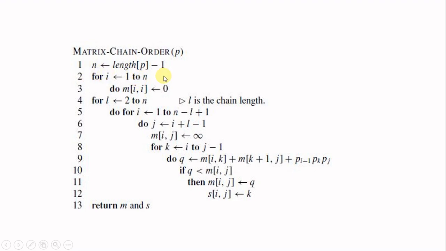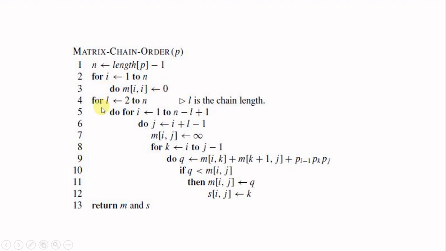For i is equal to 1 to n, what we do is that we know that m of i comma j, that optimal cost, is equal to 0 if i is equal to j. So that's why we are setting all diagonal elements as 0. So m of i comma i is equal to 0.